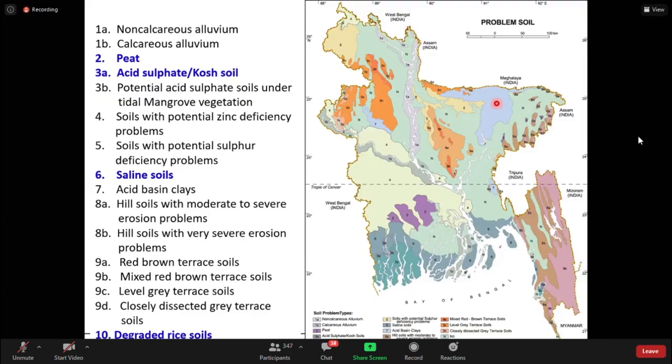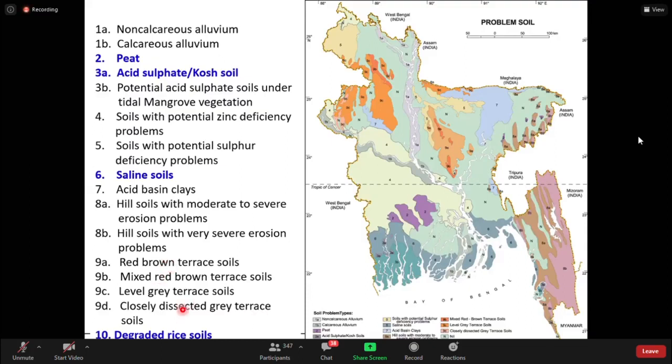Hill soils, Chittagong hill tracts. If you look at the hill tracts, there are hill soils with severe erosion, and with comparatively moderate severity of erosion. These are also problem soils. So hill soils are problem soils. Then our terrace soils in Madhupur tract. We have seen what is meant by a terrace soil in our general soil types class. So these terrace soils are also problem soils.